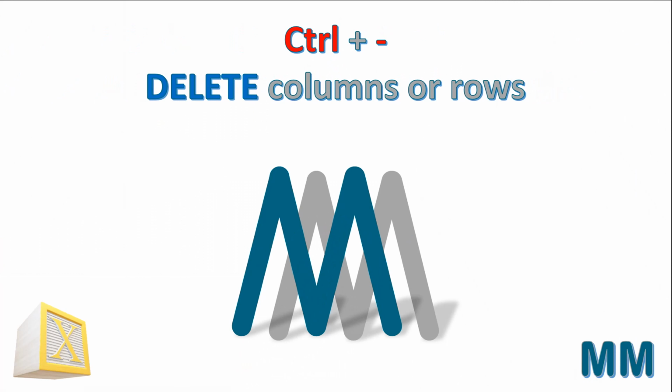If you want to delete columns or rows, again, you can go to the column level or the row level, right click, click delete, or you can simply press Control and minus, and keep in mind that now it's actually the minus key. You can press the Control and minus key, and that will pop up a window for deleting columns or rows, so you can select what to delete.